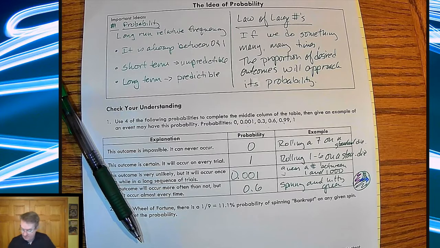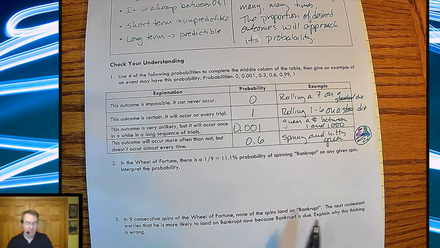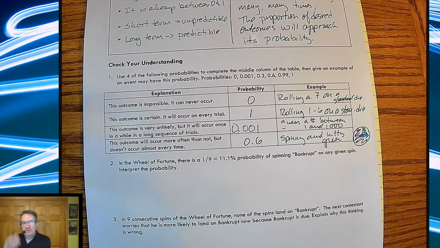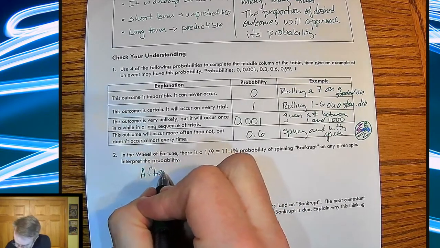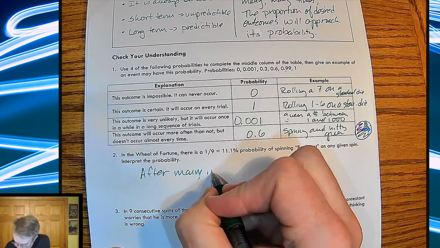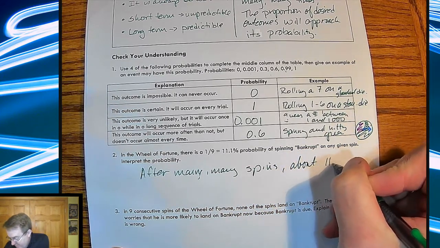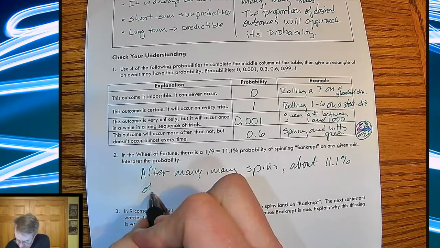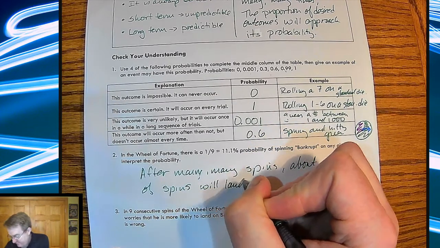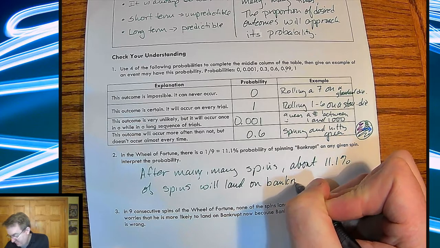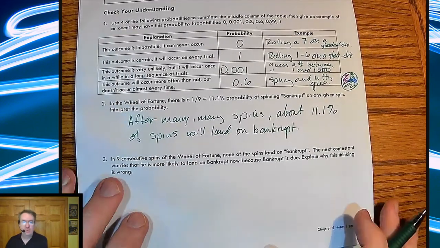Now, on the Wheel of Fortune, there is a 1/9 or 11.1% probability of spinning a bankrupt at any given spin. So what's the interpretation of the probability? Again, remember, not saying 11% of the time it's going to happen. What you have to say is, after many, many spins, about, because it can't be exact, 11.1% of spins will land on bankrupt. I was trying to look up a friend of mine who had been on Wheel of Fortune. There are actually websites where people keep track of all of this, so feel free to go take a look.